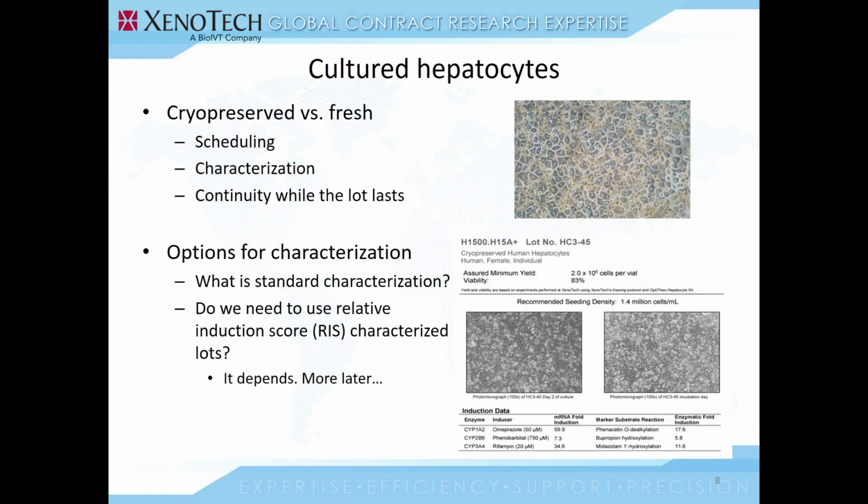So let's talk about cultured hepatocytes a little bit. We use cryopreserved versus fresh, basically since 2012, the last guidance that came out. That's been hugely helpful for scheduling, because back in the day, you would have to wait for fresh liver tissue before you could even run the assay. So if you're trying to do 3 cultures, that can take a long time. It also helps because we have characterization going in. We know whether this lot is going to be a useful lot or not, and we get consistent data all the way through until we run out of this individual lot.